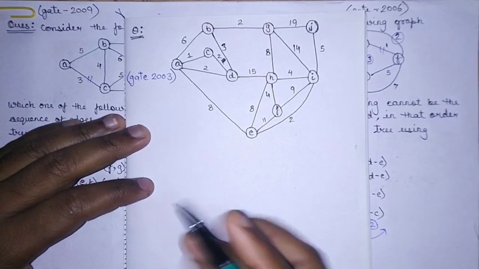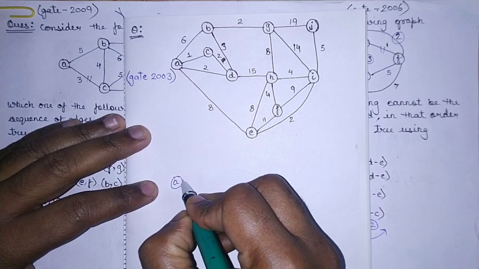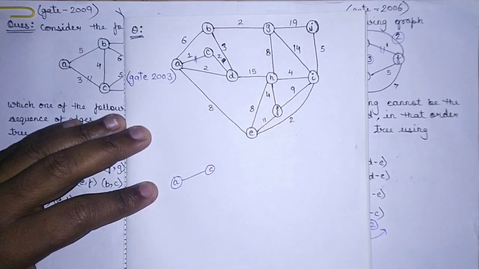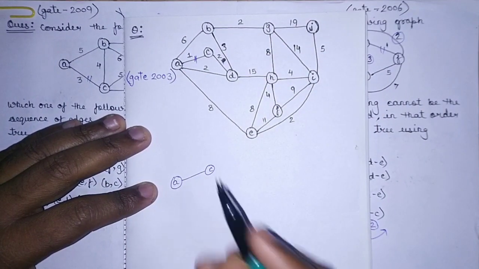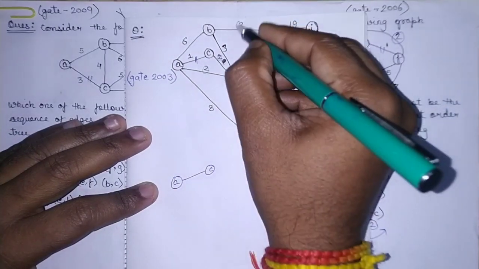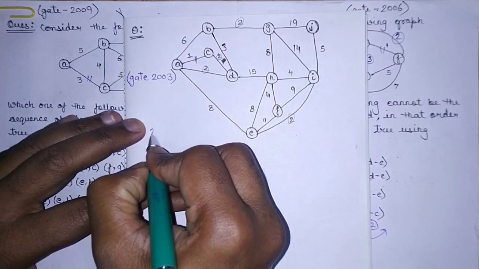First of all, I need to take the minimum value. So which is the first minimum? That is AC. AC is the first one because it has value 1. No other edge has value 1, so that means it is okay. Now we have to check for 2. You can see that 2 is at 4 different places, so 4 edges have value 2.